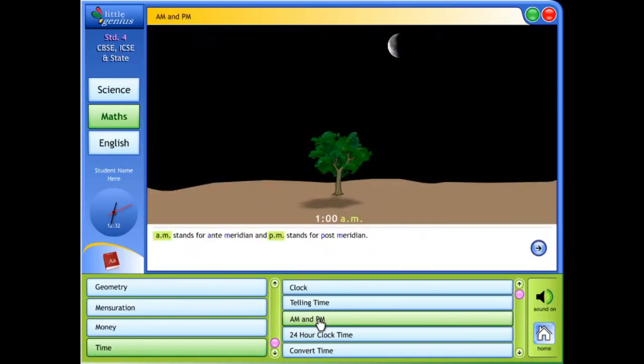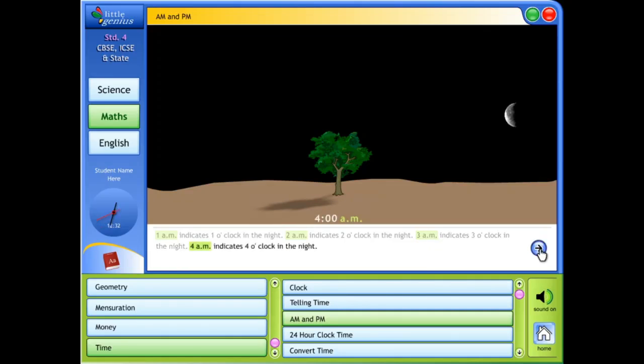AM and PM. AM stands for ante meridiem and PM stands for post meridiem. AM for time after 12 midnight and before 12 noon. PM for time after 12 noon and before 12 midnight. 1 AM indicates 1 o'clock in the night. 2 AM indicates 2 o'clock in the night. 3 AM indicates 3 o'clock in the night.